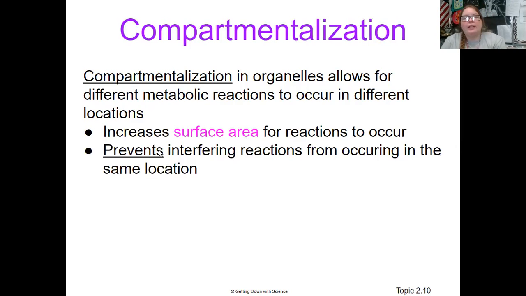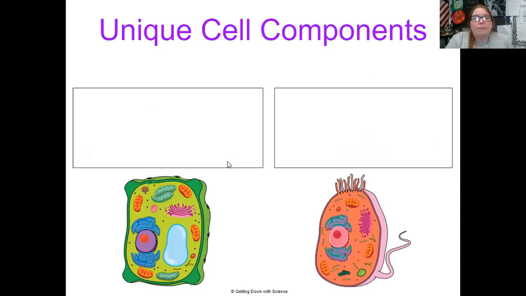So this also increases surface area. Surface area is super important in a chemical reaction. Like if you want your ice to melt faster, or if you want something to dissolve quicker, you crunch it up because that increases surface area, right? So if we want to increase the rate of chemical reactions, we have to increase surface area.